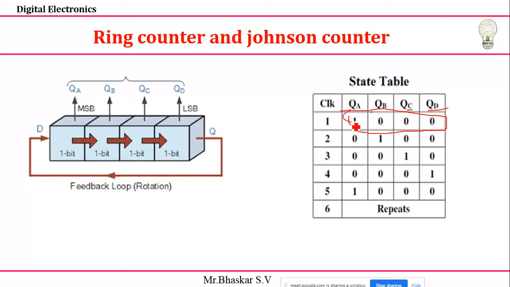After that, what I need to do is shift the operation. How? This one will come to here, and this 0 will be shifted to here, and this 0 will be shifted to here, and the last bit's previous bit will come to here. Next, repeat the process. This will be shifted here, this is shifted here, this is shifted here. This QD value will come to QA.